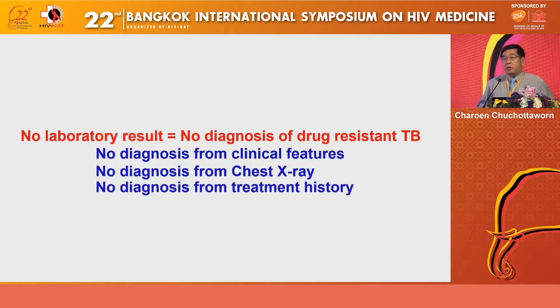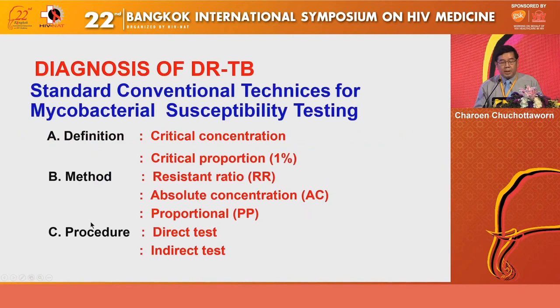Okay, so I would like to start with this slide: without a laboratory result, we cannot make a diagnosis of drug-resistant TB. We cannot diagnose resistant TB from the clinical features, the chest X-ray, or the treatment history. So we need the result of a lab test. The laboratory test is a crucial process that we need to qualify and make sure its results are correct.